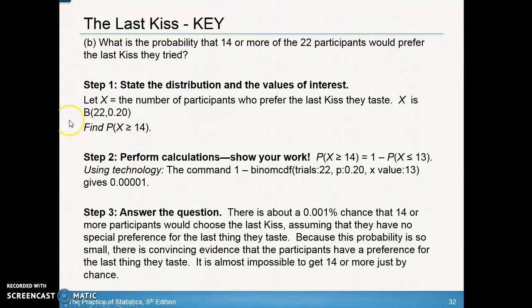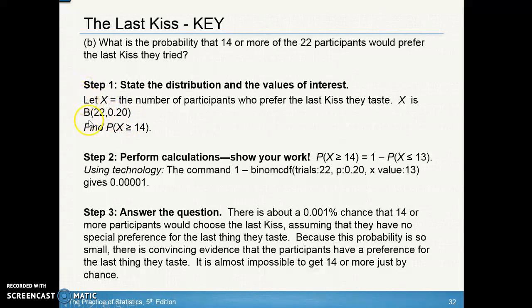Okay, so let's continue to look at the binomial CDF and binomial PDF functions. All right, so let's take a look at question B. What's the probability that 14 or more of the 22 participants would prefer the last Hershey Kiss that they tried? Notice that if you do this at the very beginning of the problem, you state what x equals, the number of participants who prefer the last kiss, and then the binomial distribution: we have 22 trials with a probability of success of 0.2.